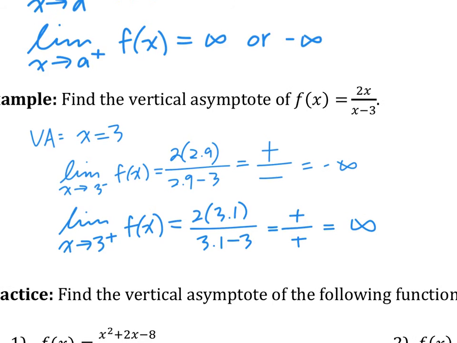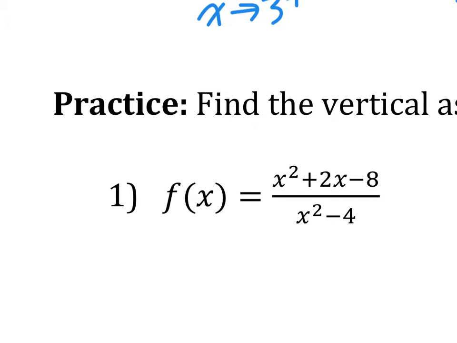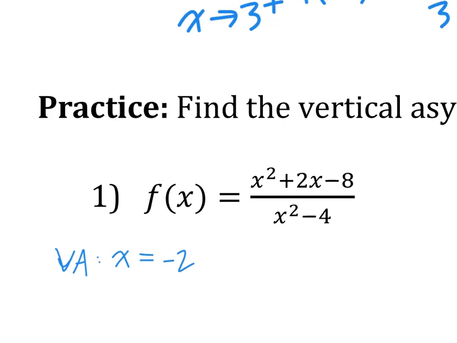All right, let's try this one. Find the vertical asymptote. There is a tricky point to this one, so please be careful. Where is the vertical asymptote? Only negative 2? Plus or minus 2? Only negative 2. Yes, good. Only negative 2. Positive 2 is a hole.